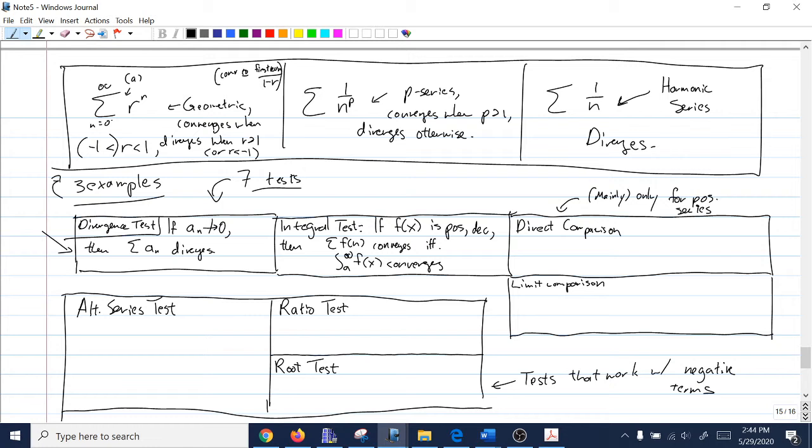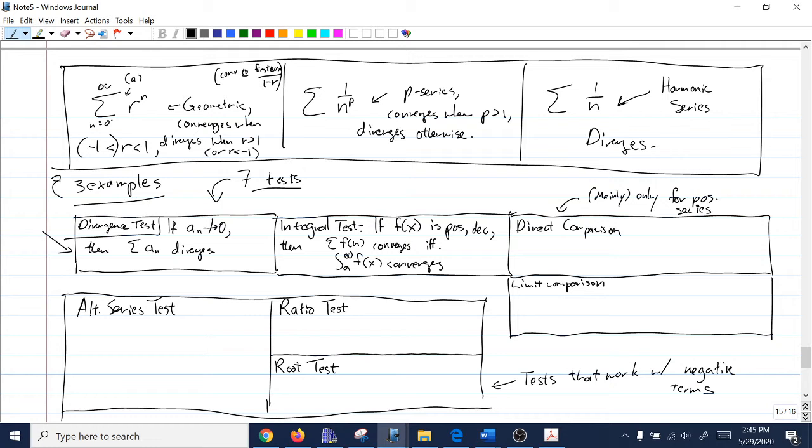We have the divergence test, which is like a bare minimum for something to pass. It says that if the terms don't converge to 0, if the limit is not 0, there's 2 ways it cannot be 0. It can either be a number that is not 0, or it can just not exist. In either of those cases, the series diverges.